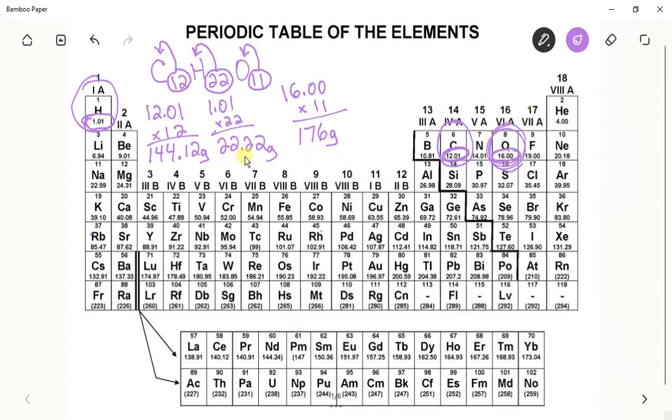So now we just add them all up. We have 144.12 plus 22.22 plus 176. And that comes to 342.34 grams in 1 mole of C12H22O11. So let's take this 342.34 grams per mole back to our practice page.